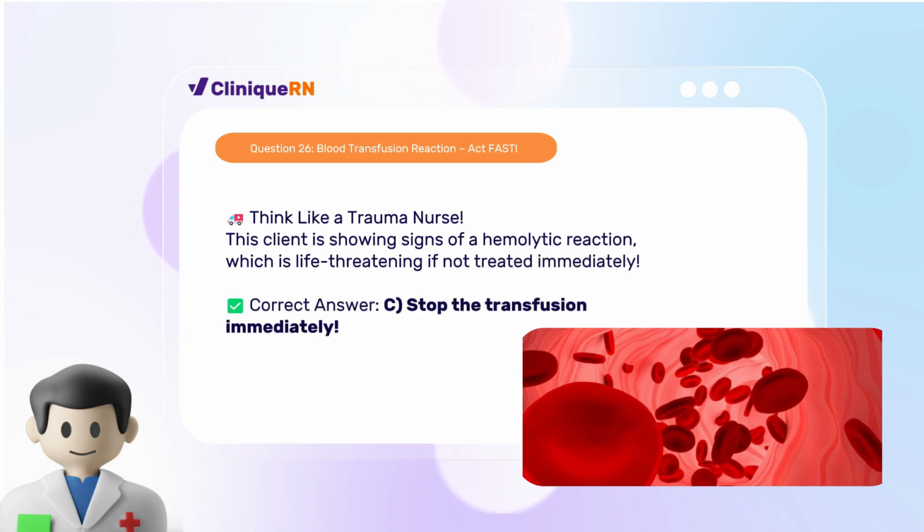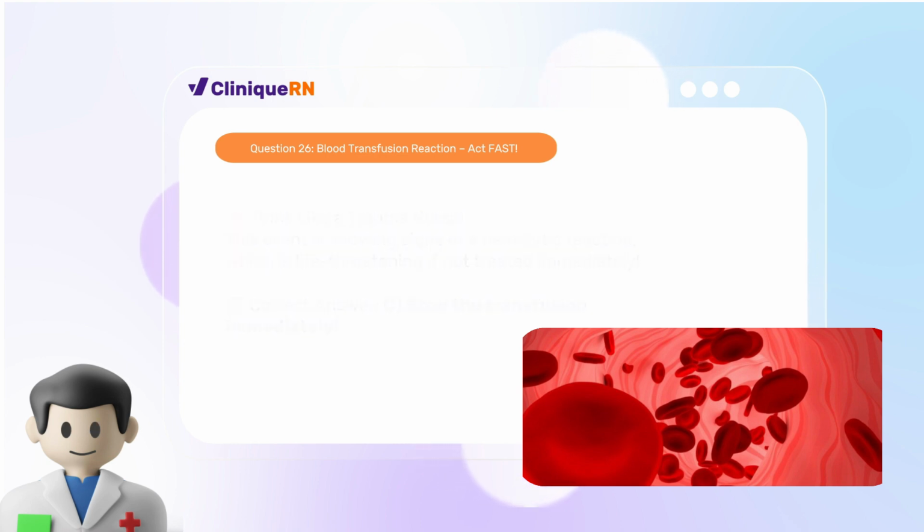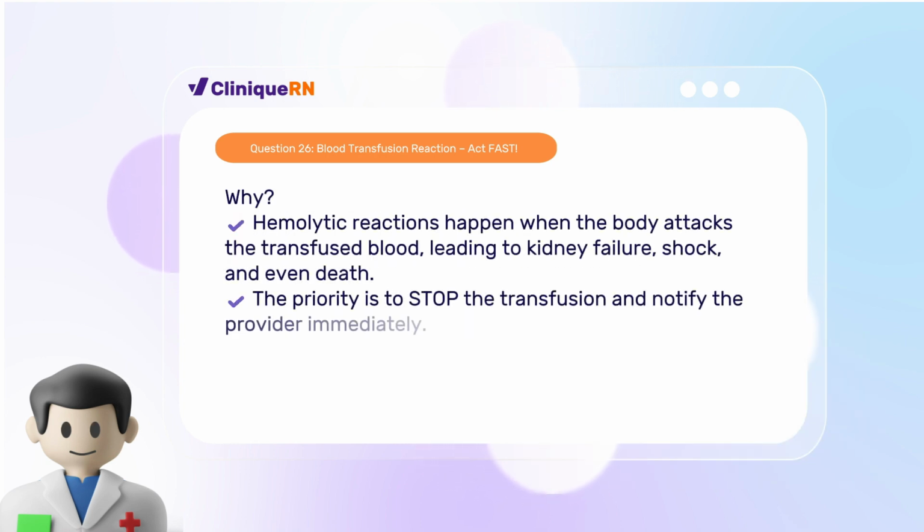This client is showing signs of a hemolytic reaction, which is life-threatening if not treated immediately. Correct answer: C. Stop the transfusion immediately. Why? Hemolytic reactions happen when the body attacks the transfused blood, leading to kidney failure, shock, and even death. The priority is to stop the transfusion and notify the provider immediately.